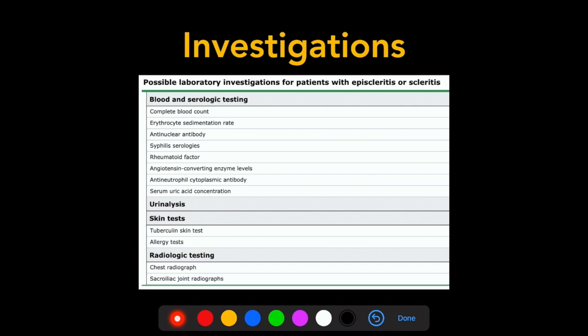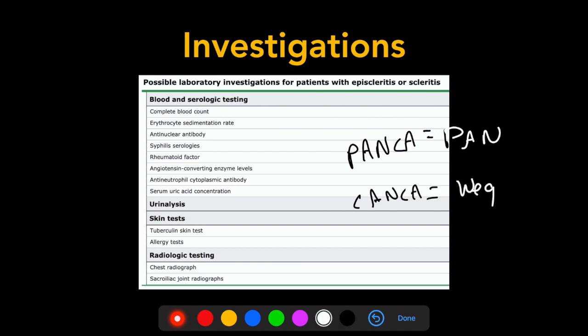Now let's come to investigations. As just mentioned, you have to use P ANCA for PAN and you have to use C ANCA for Wegener's. That's the importance of the P ANCA and C ANCA. We use ACE, or angiotensin converting enzyme levels, for sarcoid.